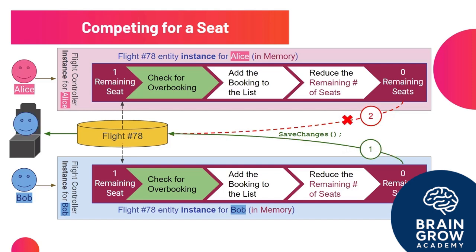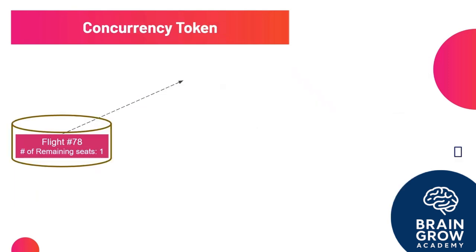Moreover, if Bob saves changes first, Bob wins the seat and Alice's booking doesn't take effect. But how does that single line of code do it?